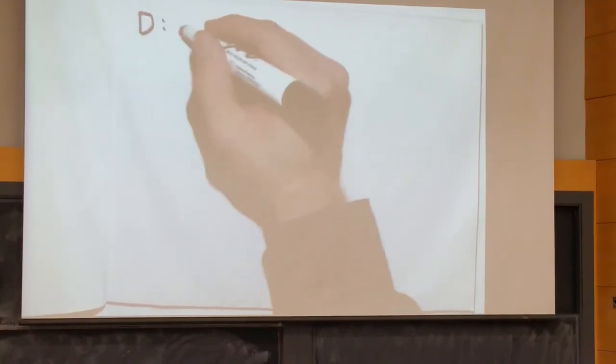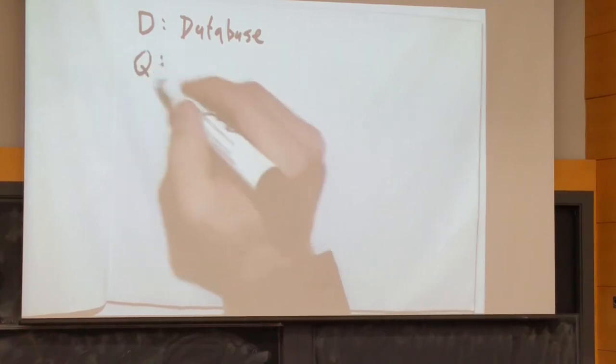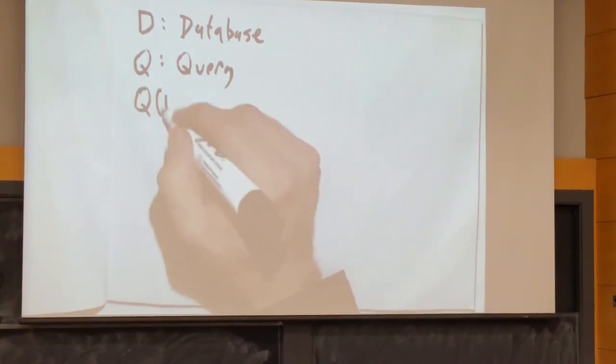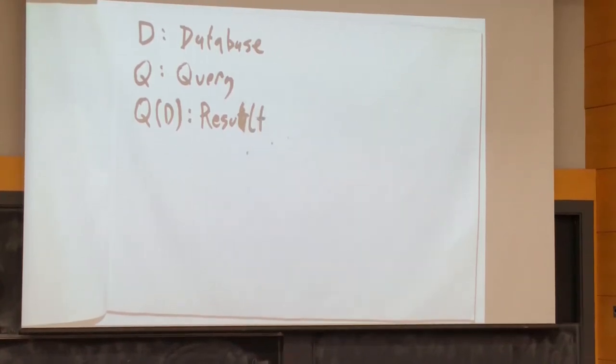All right. So let's start out with a little bit of terminology here. So first things first, we need some way to refer to the database. By the way, let me know if I'm going off screen. We can refer to the database as D. We've got some query. And the result of the query, look at that as just a function.